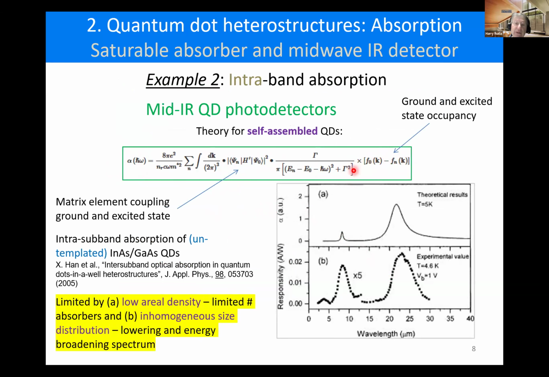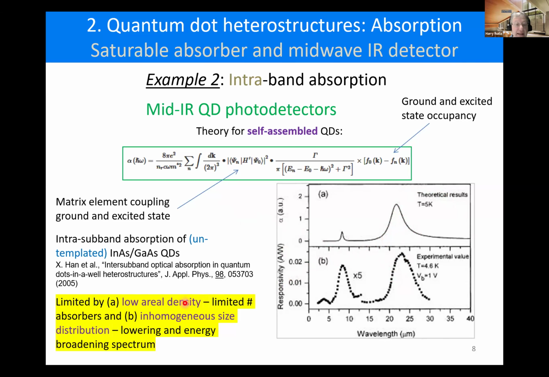And of course, there's non-equilibrium here. So we're talking about the quasi-Fermi energy separations controlling the occupation of the ground subband state and the next excited state. And if you look at traditional quantum dots, which are Stranski-Krastanov dots, you see weak absorption and broad absorption.